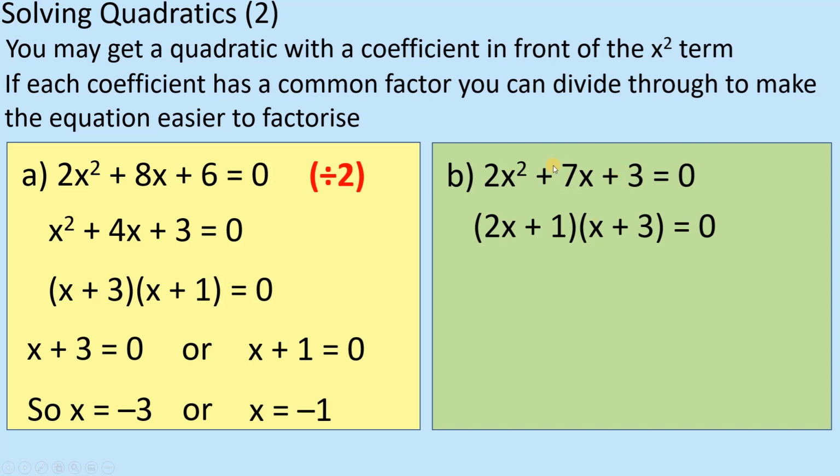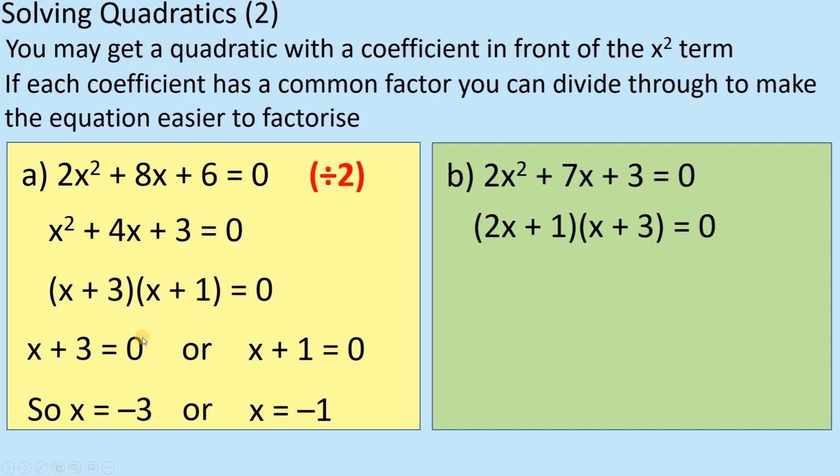And because they're both positives, that means they're both pluses. And then I need to try and get from these two times together and these two times together to get up to 7. All right, so 3 and 1 are the only options. So 3 times 2 gives me 6, and 1 times x gives me 1. So 6 and 1, I should say, gives me 7. So that's it factorised, right?